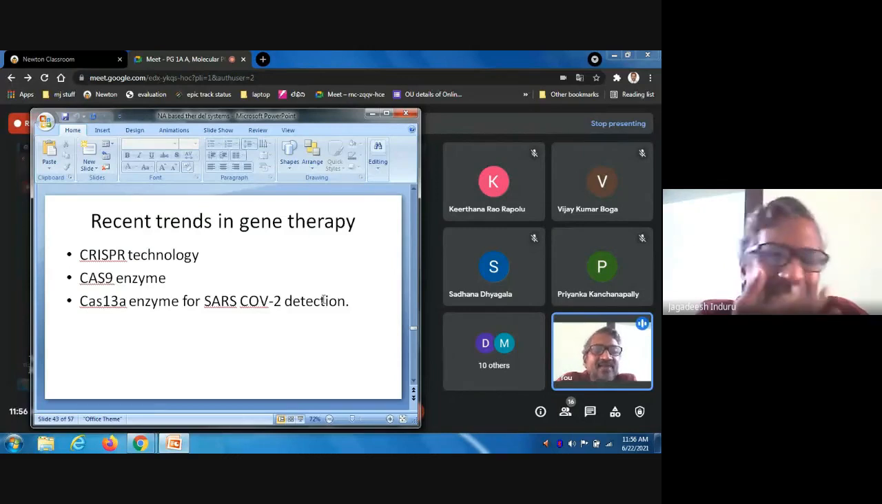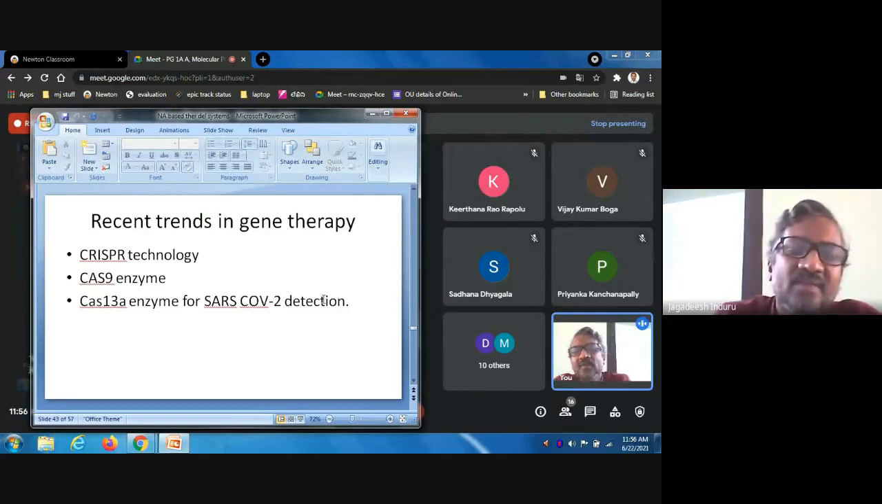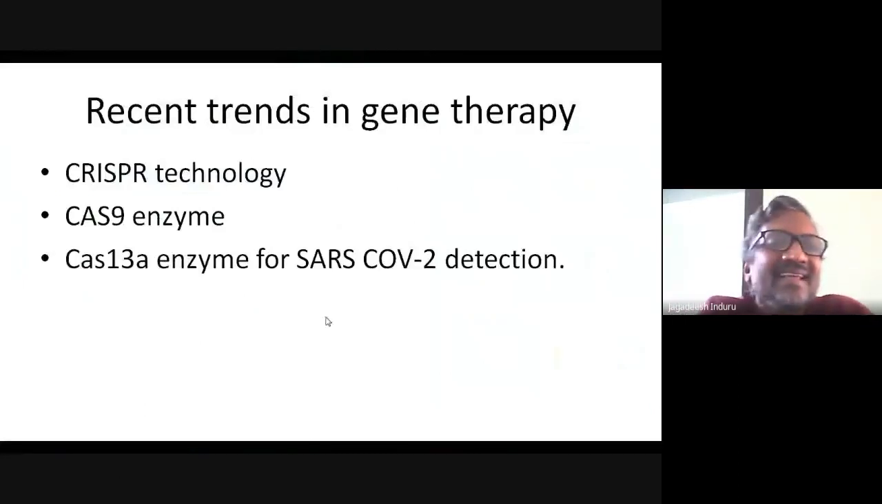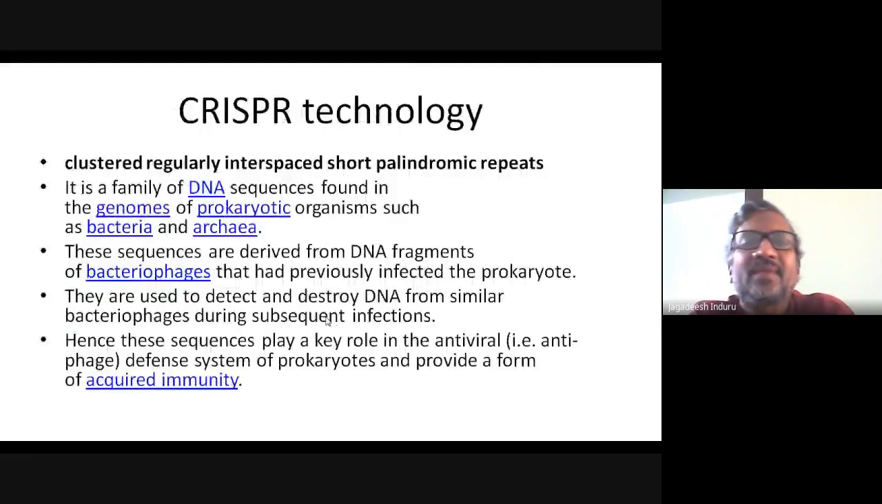What we are going to see, which we will see in detail later, is actually called CRISPR technology. This is associated with the Cas9 enzyme and Cas13 enzymes. There are so many enzymes available, but particular types are used for this gene therapy, which is required for gene modification and gene correction.